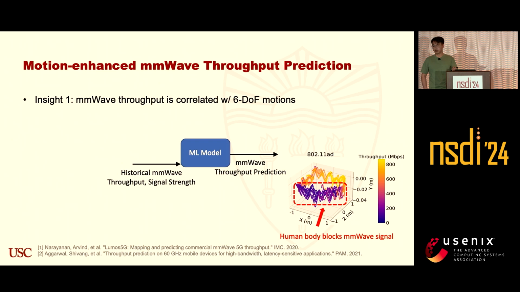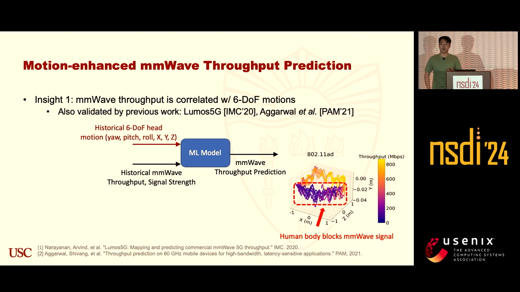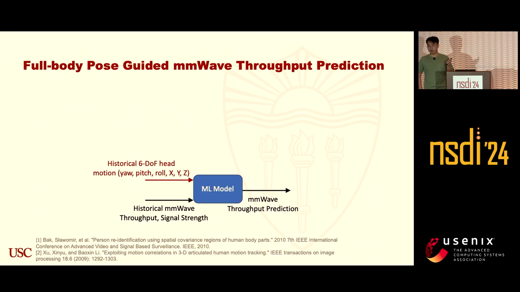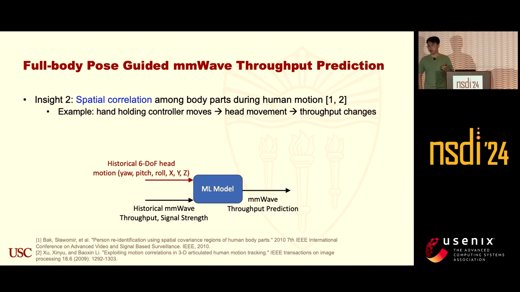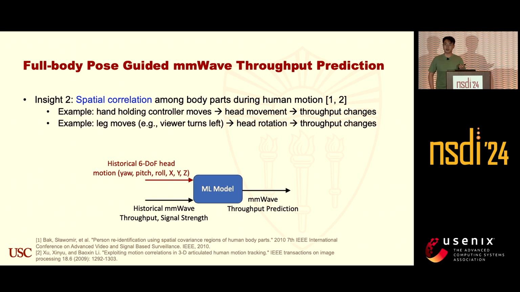So a straightforward improvement to the model is adding the historical 6 DOF head motion as an additional feature. And this has also been validated by some previous studies. And we have a further insight here that there is actually spatial correlation among body parts when the viewer is under constant motion. For example, when the hand-holding controller moves, there usually will be a head movement follow-up, and it will further lead to a throughput change. And this spatial correlation among body parts has been explored in some previous research and has also been leveraged in some other tasks like person re-identification.